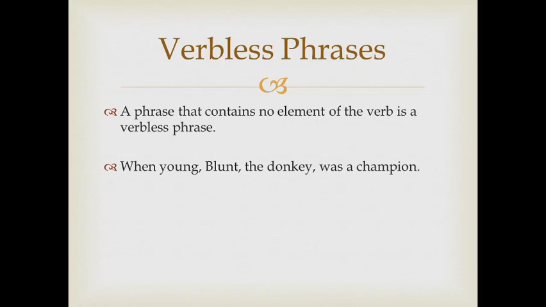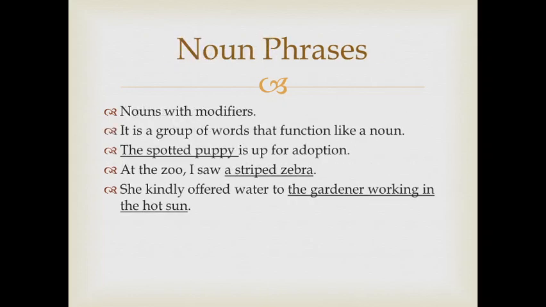Example, when young, Blunt the donkey was a champion. So there, when young is the phrase in that sentence, and this phrase is a verbless phrase. There also, a verbless phrase could be an adjective phrase or an adverb phrase. Now we will go in detail to the 5 basic types of phrases.